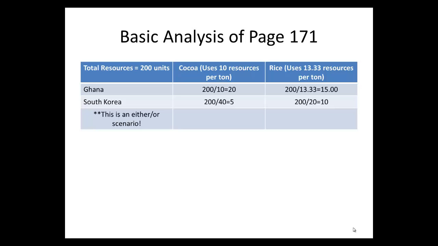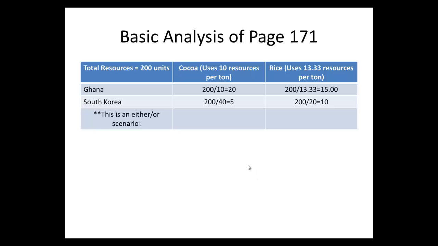So if each country has 200 resources to make these two commodities, we have to look at what it takes to make each product. Since Ghana uses 10 resources to make a ton of cocoa, using all the available resources, it can make 20 tons of cocoa. If it uses all available resources in the production of rice, then it will make 15 tons of rice. So Ghana loses rice if it makes cocoa, and it loses cocoa if it makes rice. It is the same thing for South Korea.